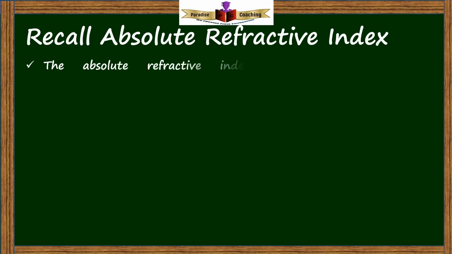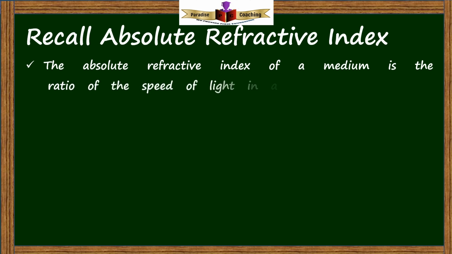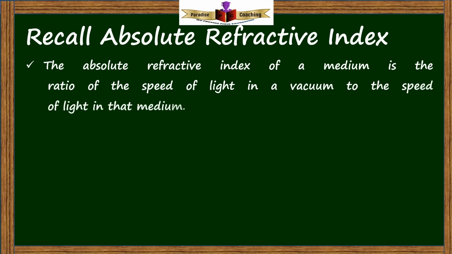Let's recall absolute refractive index. The absolute refractive index of a medium is the ratio of the speed of light in a vacuum to the speed of light in that medium. Formula: n equals c by v, where c is the speed of light in a vacuum, and v is the speed of light in the medium.